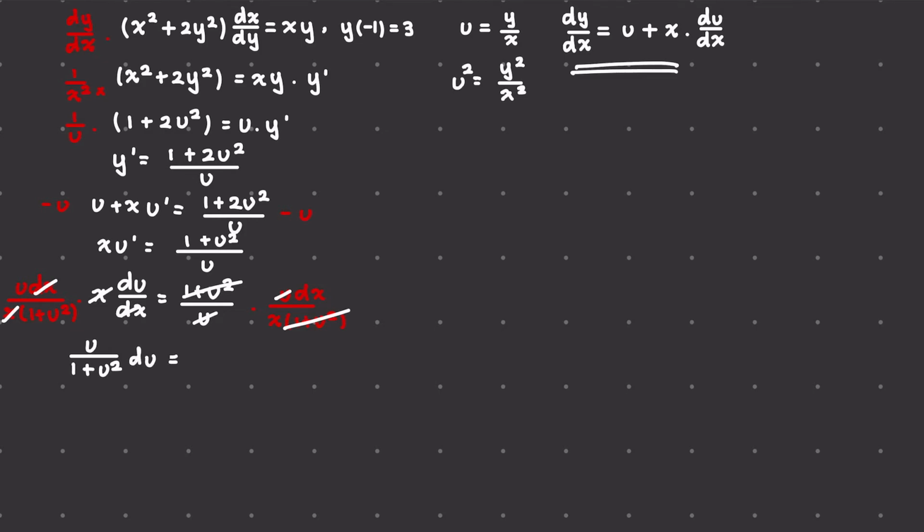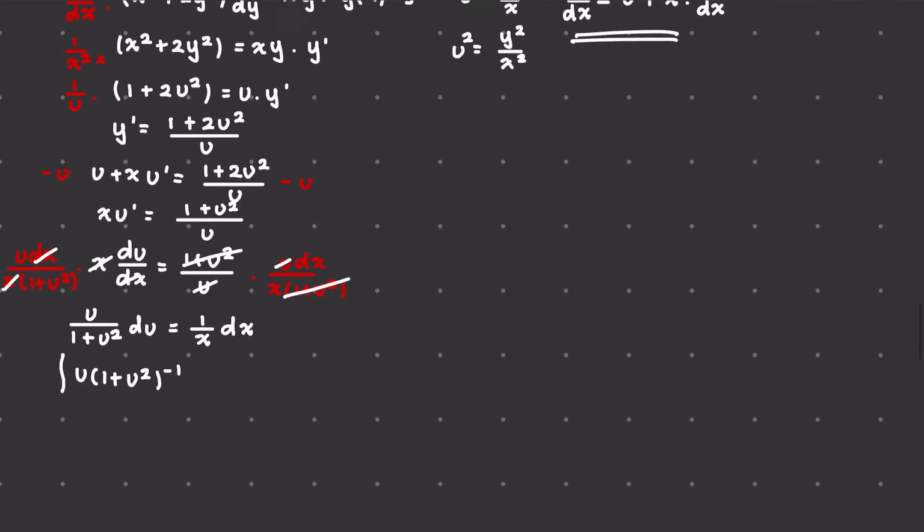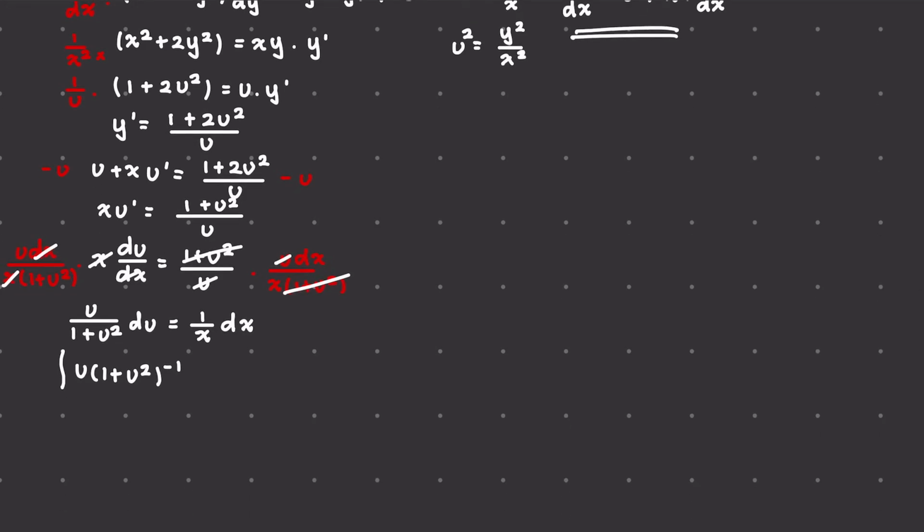equals 1 over x dx. And so we can just integrate it, which is the integration of u times (1 plus u squared) to the negative 1, because we brought it from the denominator into the numerator, du. And you can see on the left hand side here, we can just use the throwback method. And for the right hand side here, 1 over x dx is just ln x.